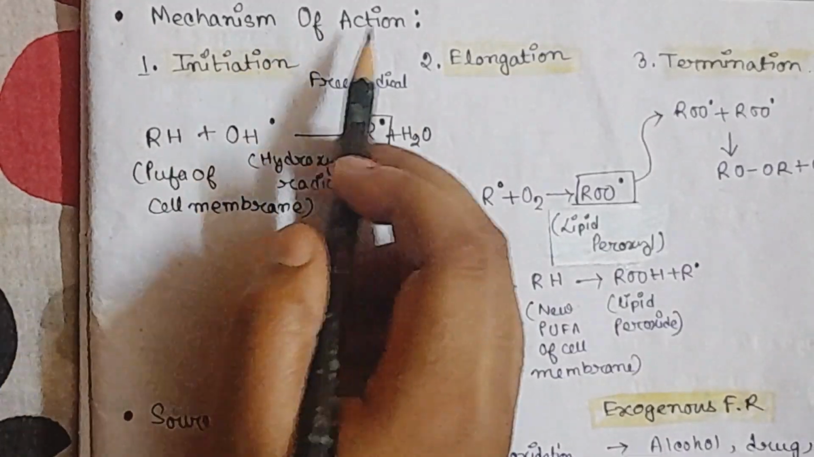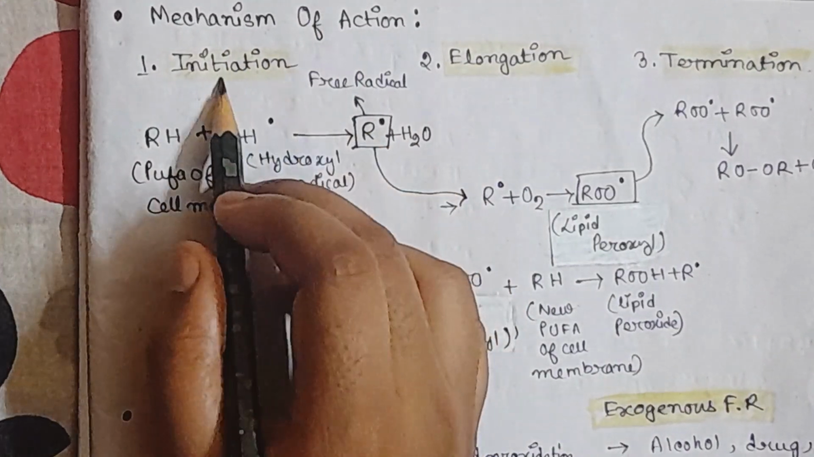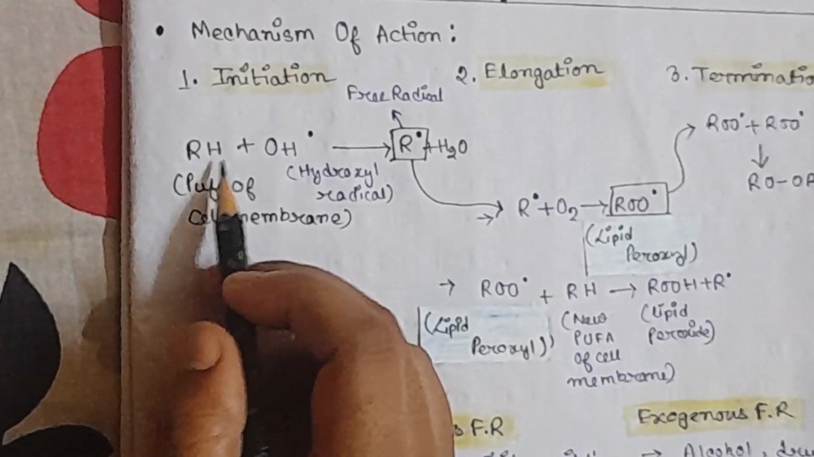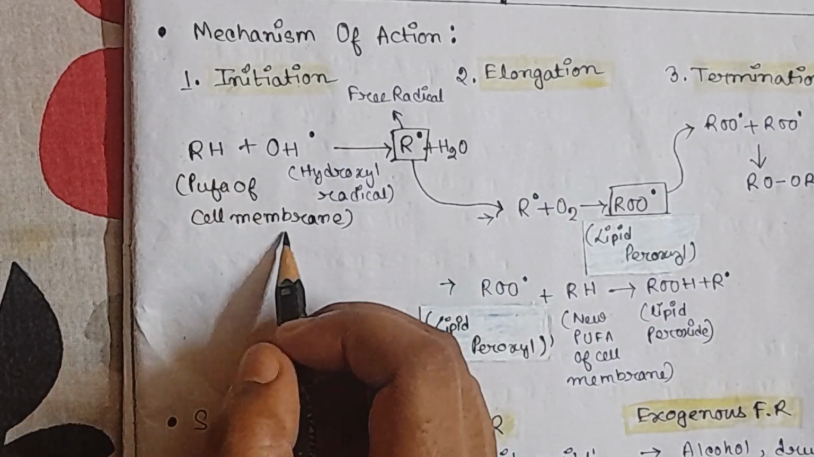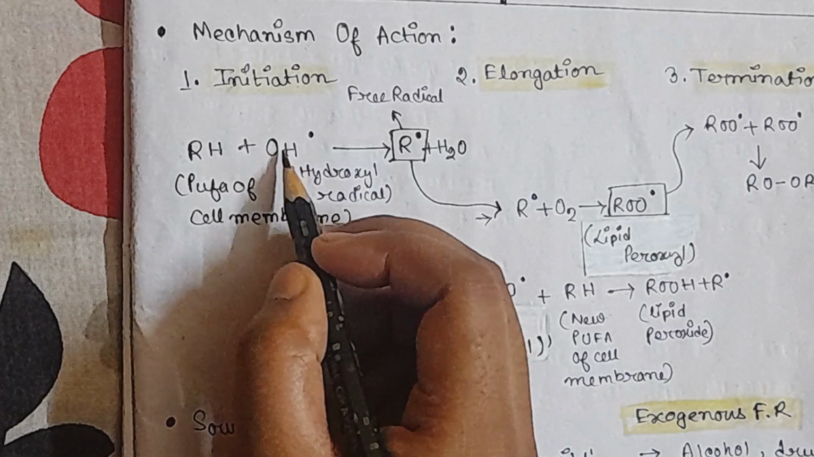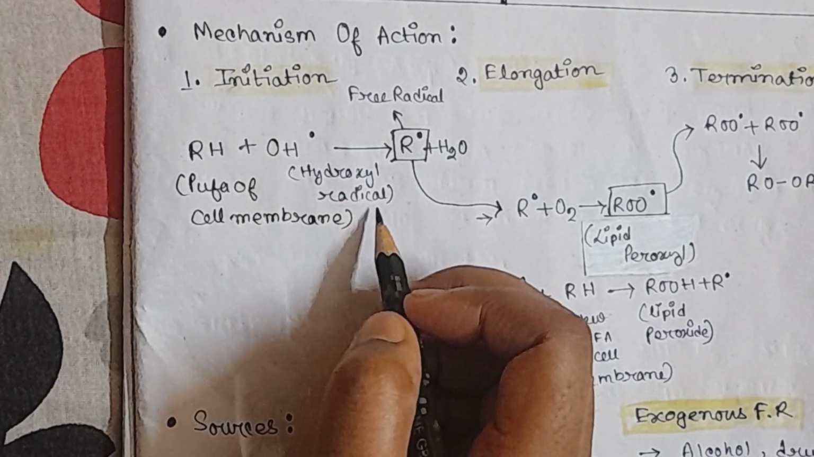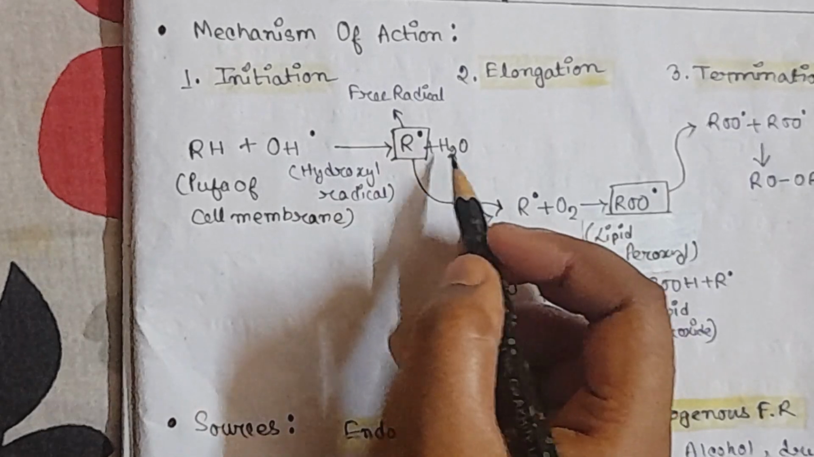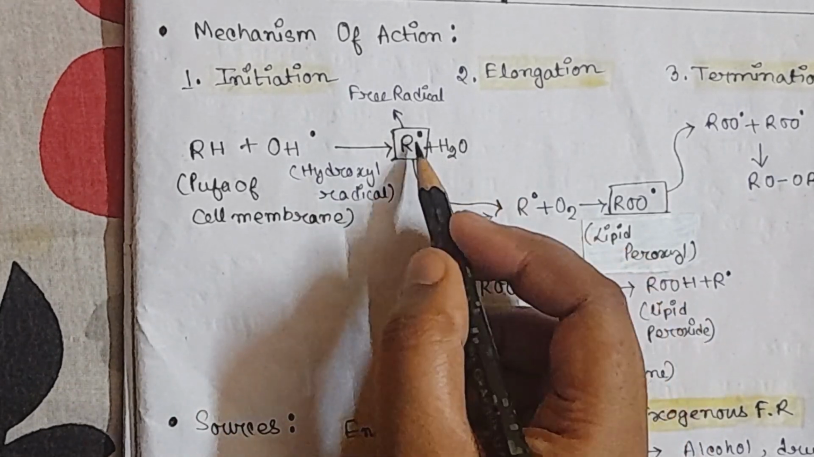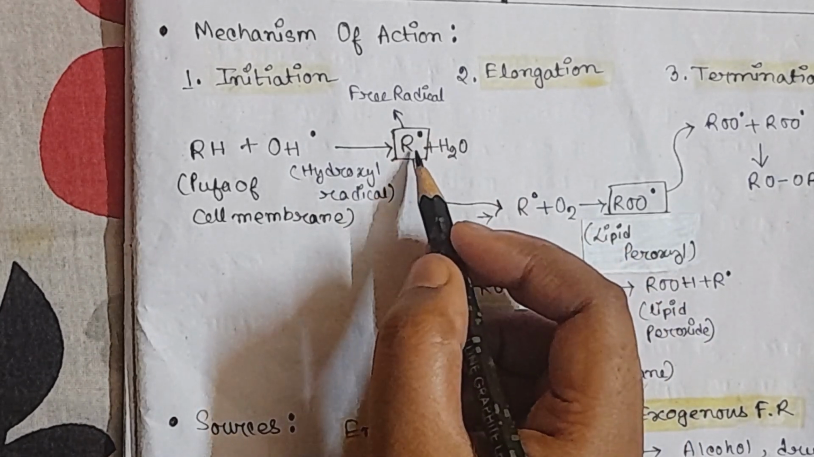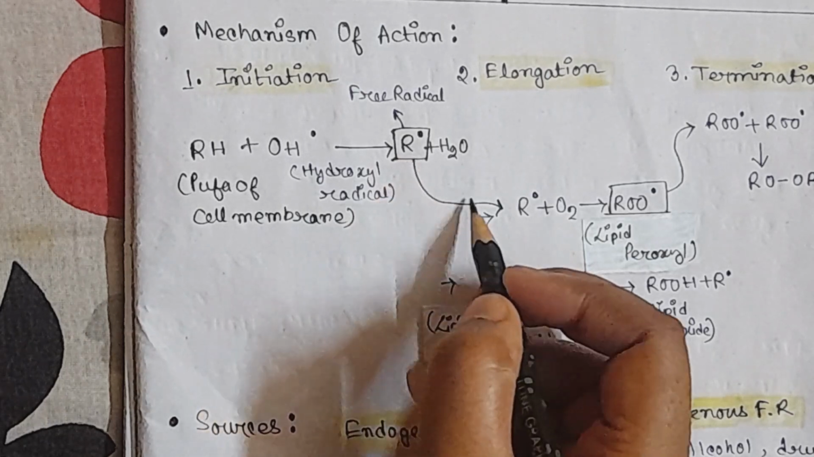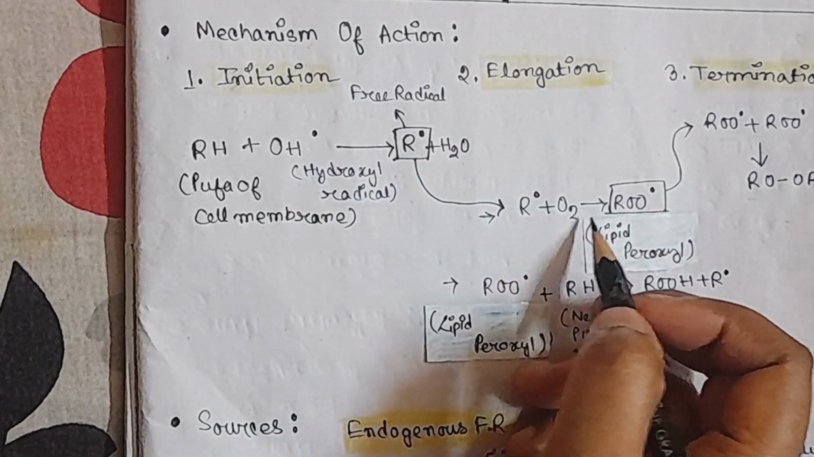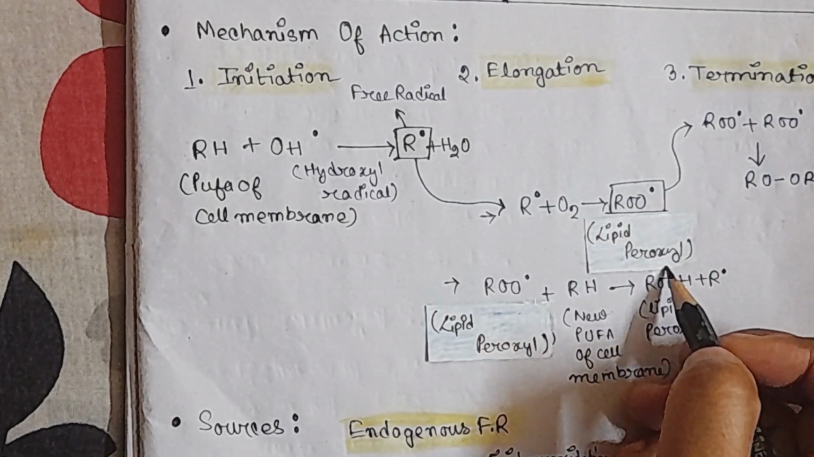So here the lipid peroxidation has three steps: initiation, elongation, and termination. In the initiation step, RH, that means PUFA of the cell membrane, reacts with OH, that is the hydroxyl radical, and forms one free radical. This is the PUFA free radical, and one molecule of water. Then this carbon free radical, or PUFA free radical, will come into the elongation step, and in the presence of oxygen it will form lipid peroxyl.